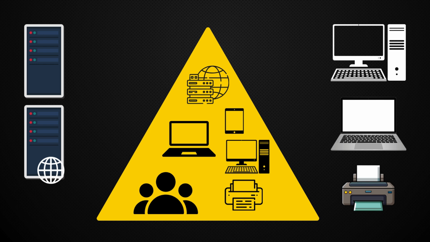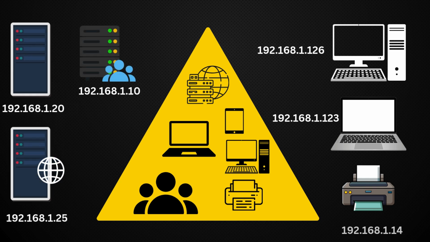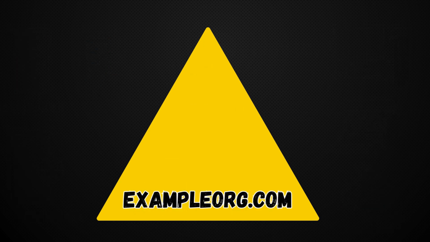In order to join a computer to the Active Directory domain, it needs to be part of the same network as the servers providing the domain services, which are called domain controllers. Active Directory is very tied to DNS, and we'll talk a lot about domain controllers in this video series, but basically, they're just Windows Server computers that have the Active Directory domain services role enabled. A domain has a domain name like example.org.com.